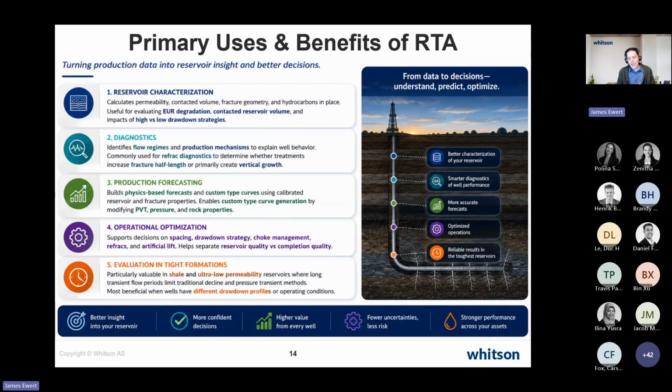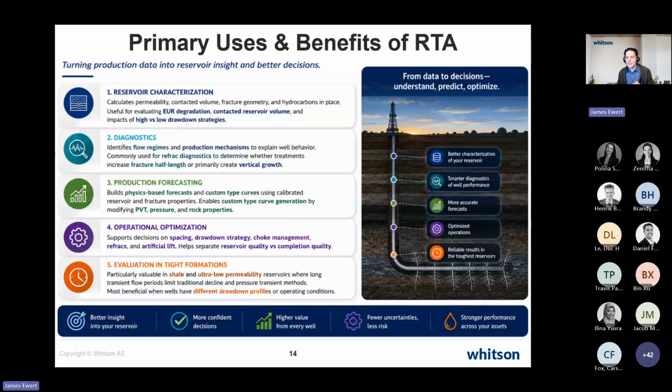The reason it's good for that is RTA will give you a sense of a contacted volume. A contacted volume is what it is, right? If the decline curve is saying we're going to get all of this volume out of this reservoir, and the contacted volume and the fluid properties don't support that, then chances are you're not going to get that. So RTA is a great way to get another sense of whether our declines are in line or not.